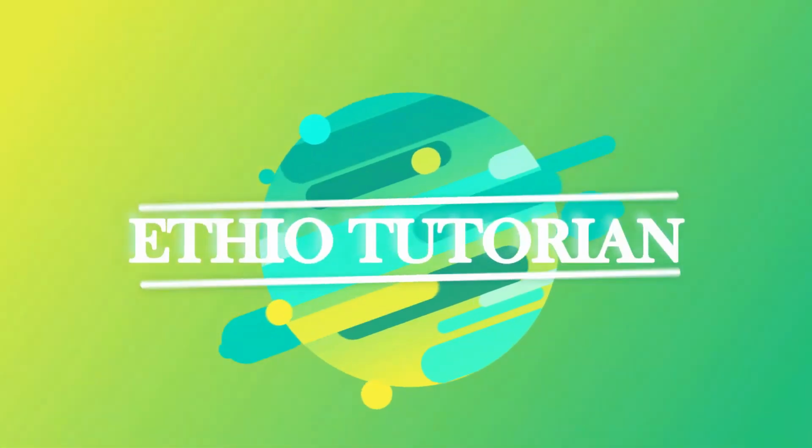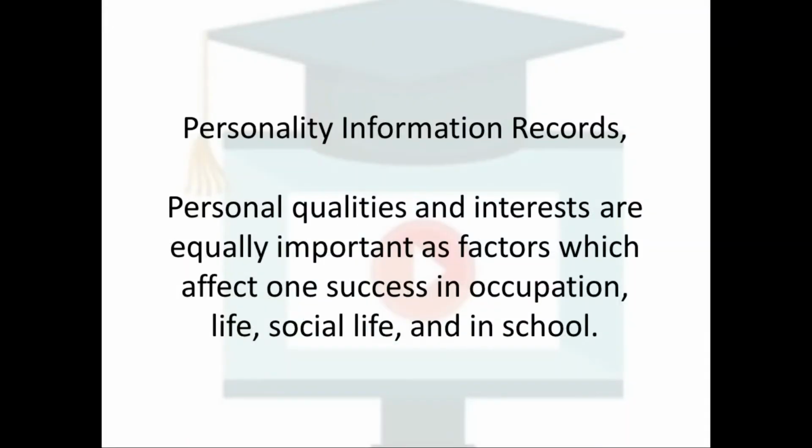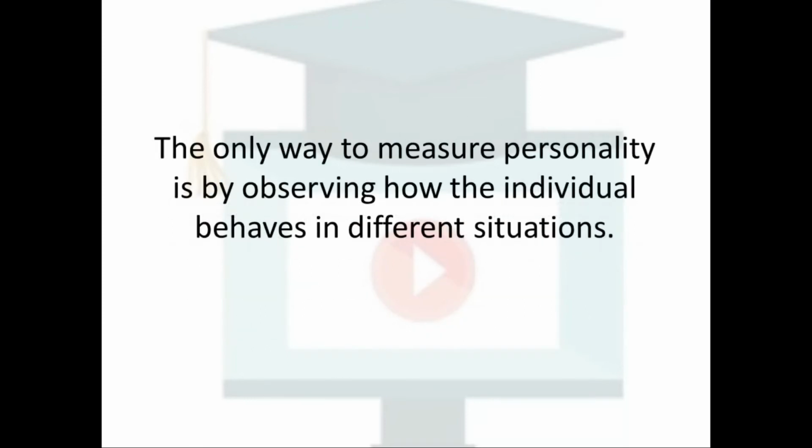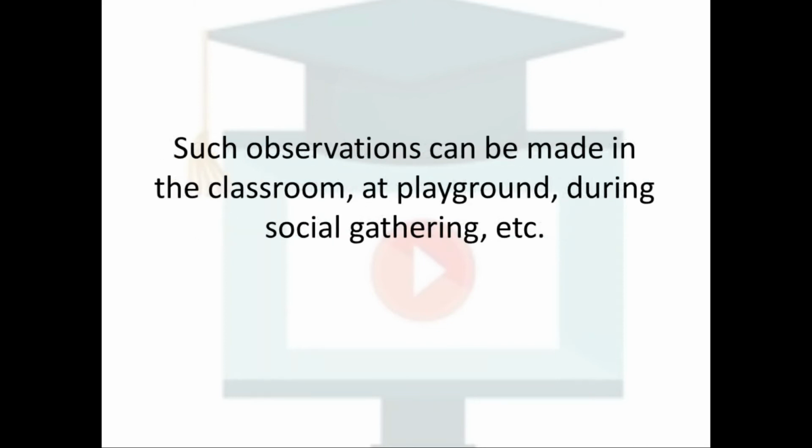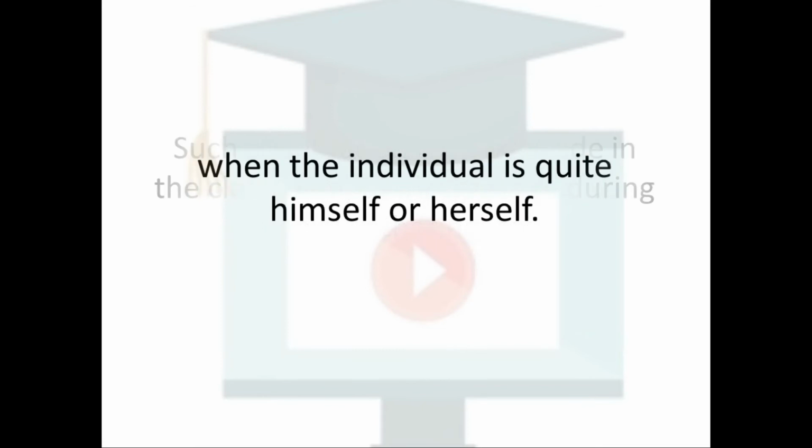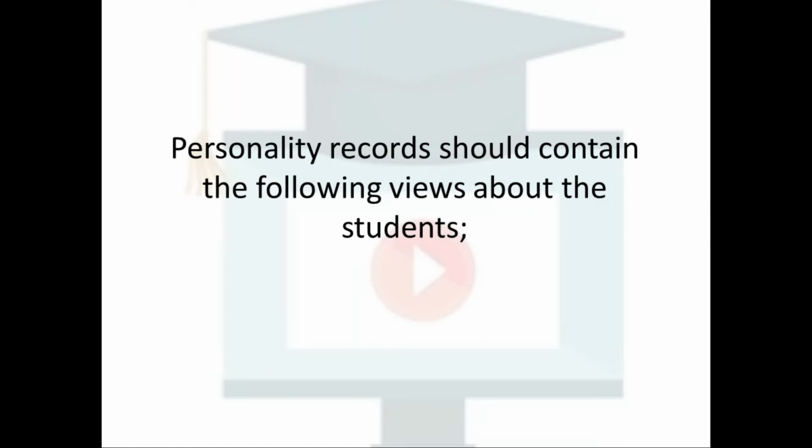Personality information records. Personal qualities and interests are equally important as factors which affect one's success in occupation, life, social life, and in school. The only way to measure personality is by observing how the individual behaves in different situations. Such observations can be made in the classroom, at the playground, during social gatherings, etc., when the individual is quite himself or herself.